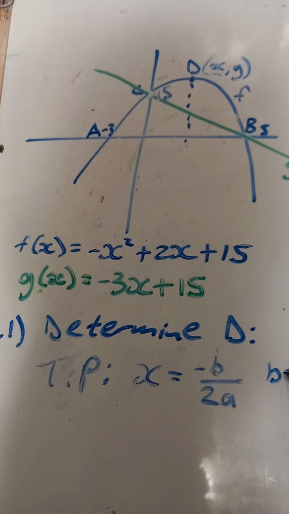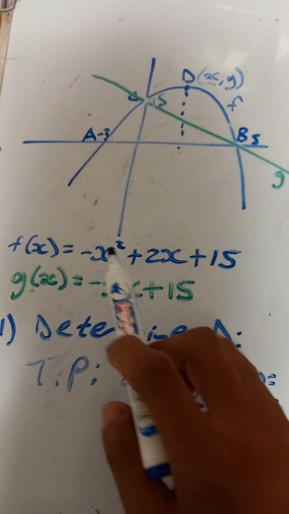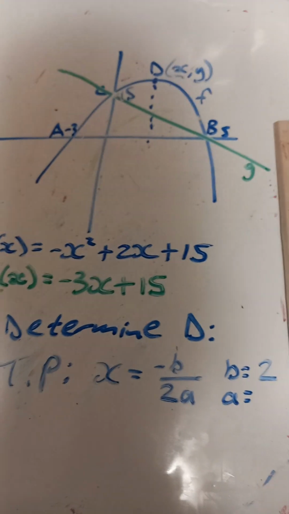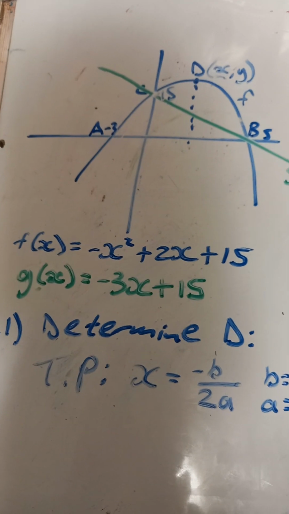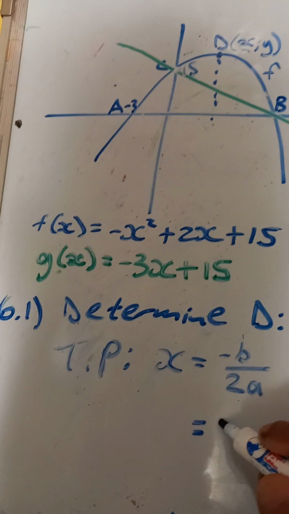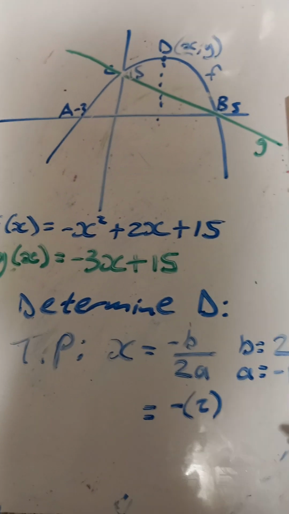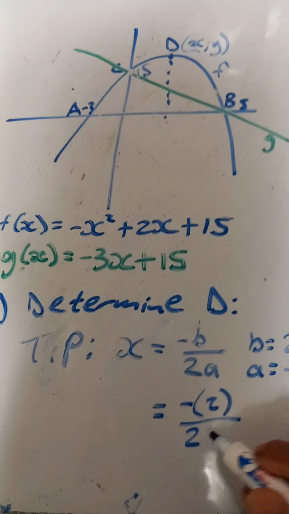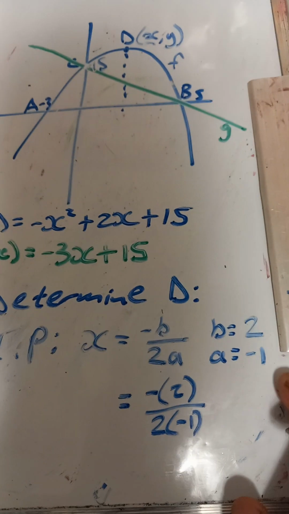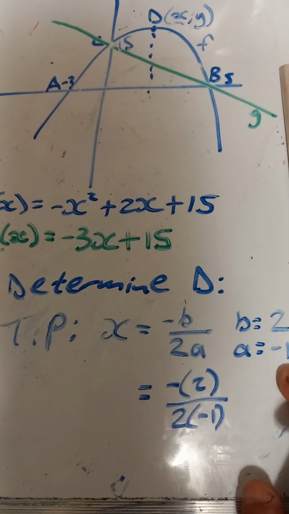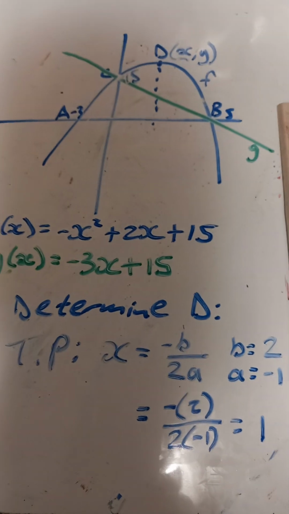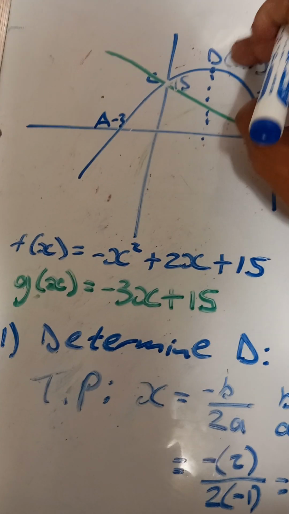And what is b's value and what is a's value? Well, I just told you that it's in its standard form. So b is positive 2 and a is negative 1. Substitute that into the formula. So then you have negative bracket 2 over 2 bracket negative 1. Brackets mean you're substituting the letter out for the value of that letter. So then that answer comes to positive 1. That is the x value at D.